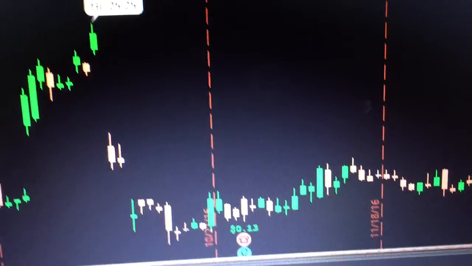Let me go to a daily chart. This was where I made my decisions. You can see I got all kinds of lines on here. I use Thinkorswim. It's TD Ameritrade. It's probably one of the best platforms to trade.